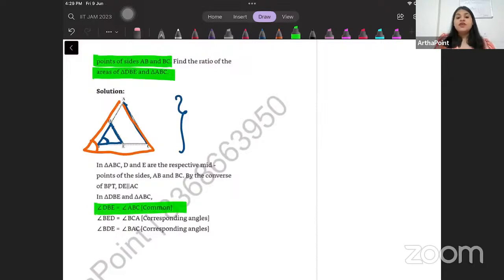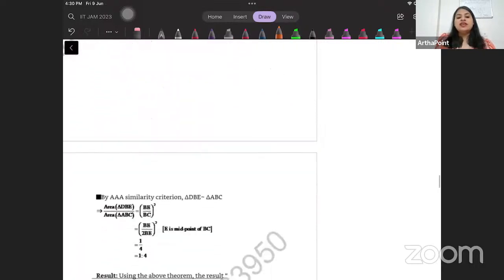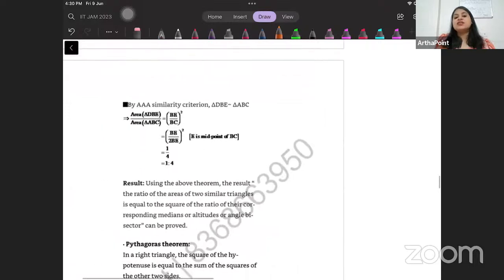And we know that angle BED must be equal to angle BCA. These are corresponding angles, because DE is parallel to AC. So corresponding angles have to be equal. And this must be equal to this. So we now have that these two triangles are similar.